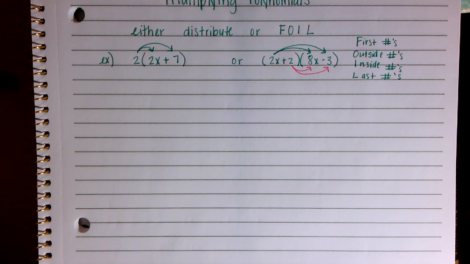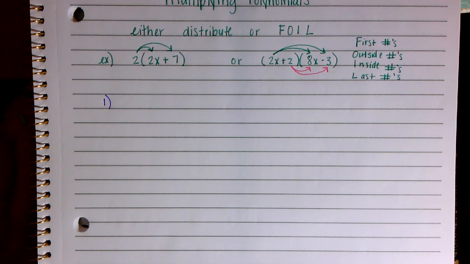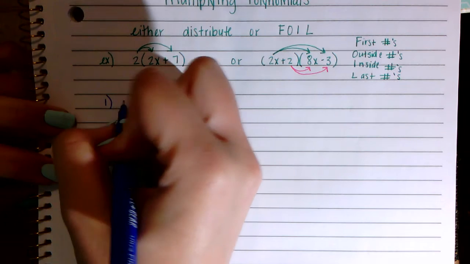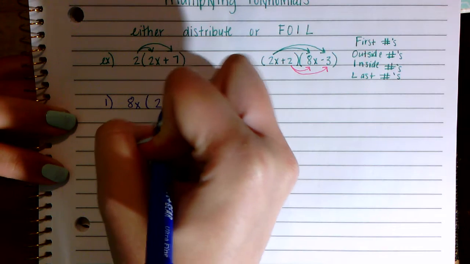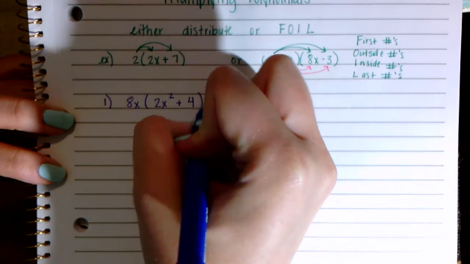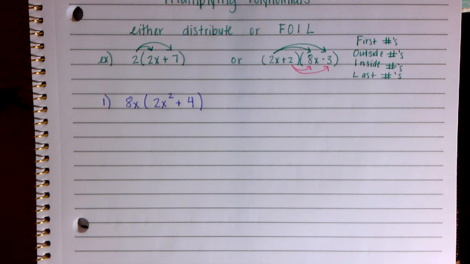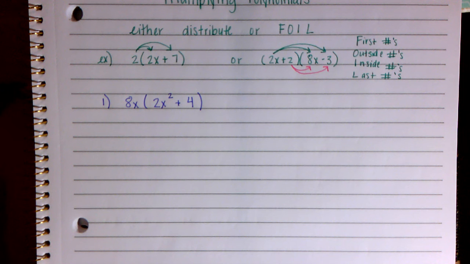So let's do some examples. Let's just jump right in. So the first example I'm going to do will be distributing. So we have, let's say, 8x times 2x squared plus 4. This is where those exponent rules come in handy. We took notes on them, but to refresh your memory, when you're multiplying, you add exponents. Okay?